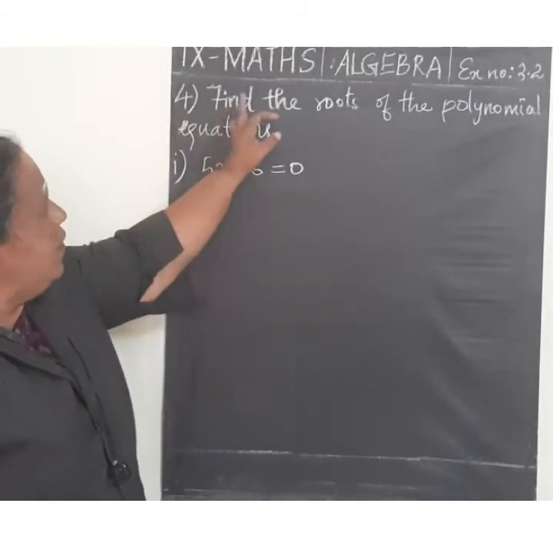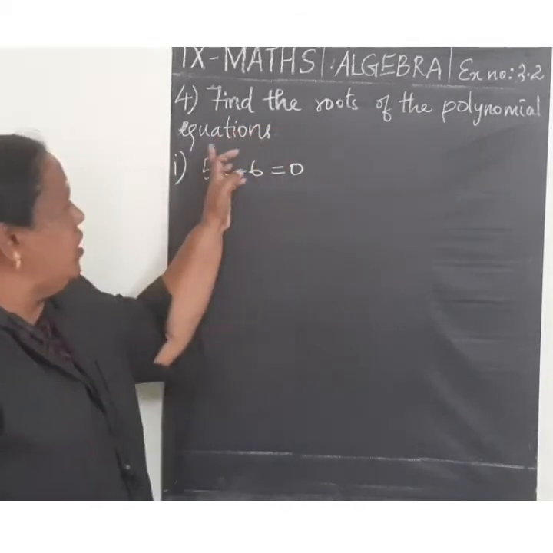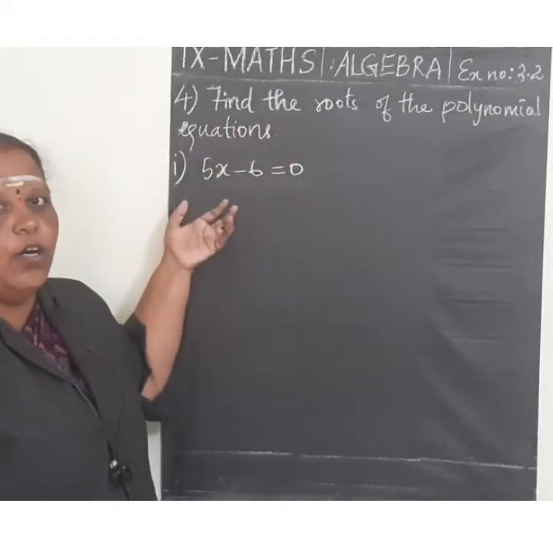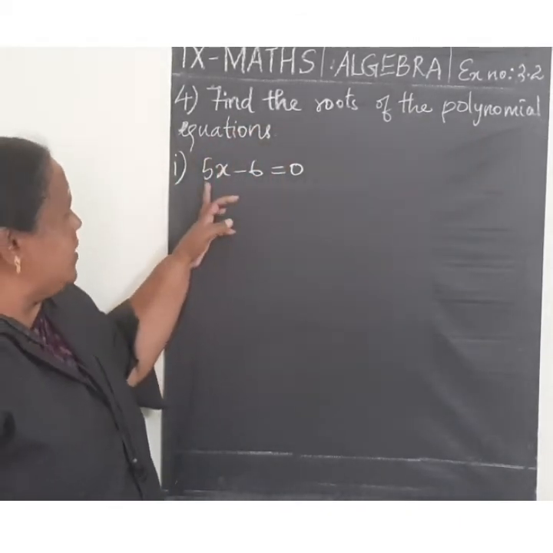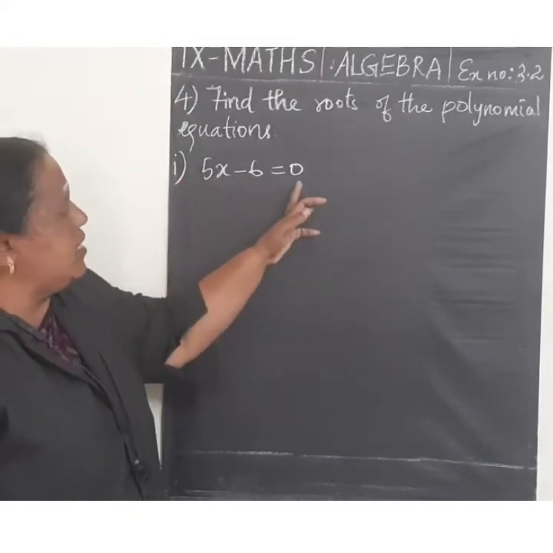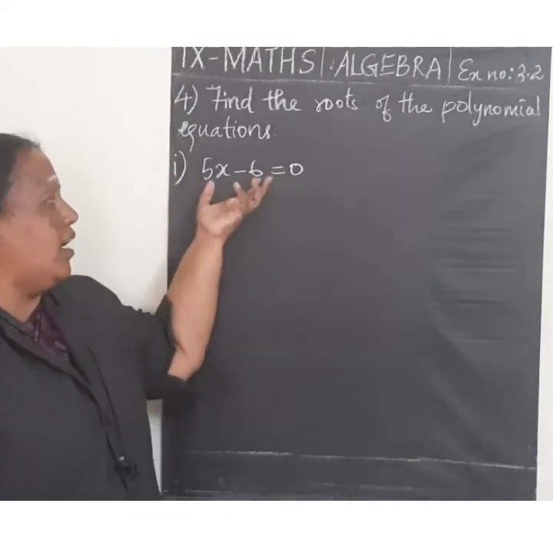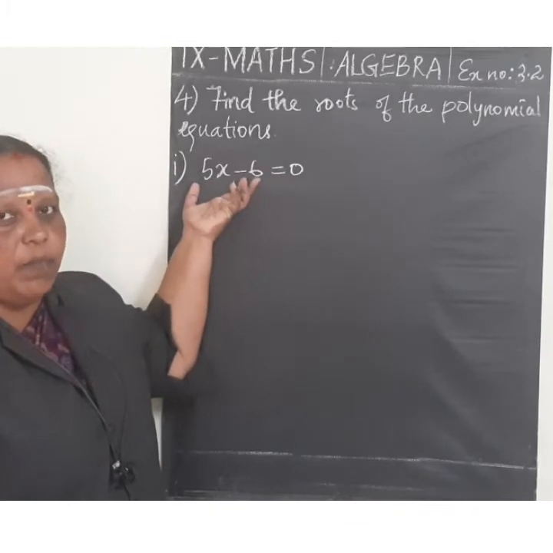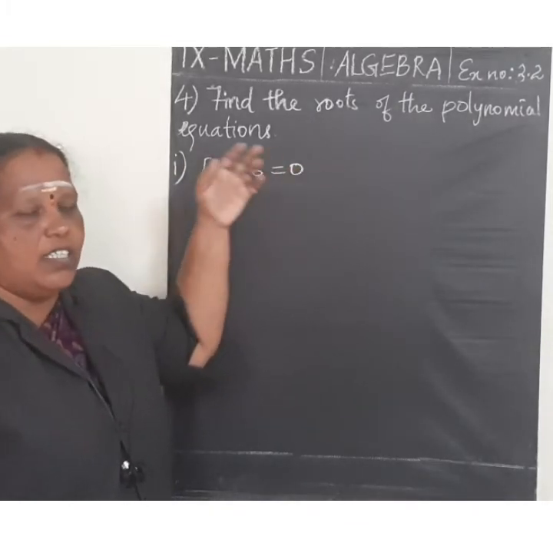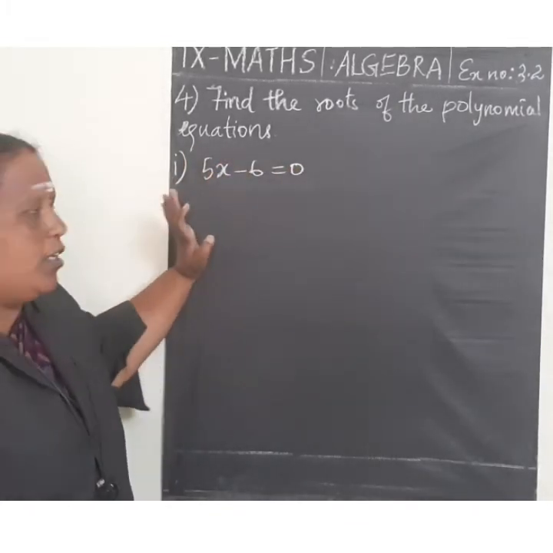Fourth question, find the roots of the polynomial equation. Here we have to find the roots of the polynomial. Here first subdivision, 5x minus 6 is equal to 0. Already they have given the polynomial is equal to 0. Just we have to find the x values here.